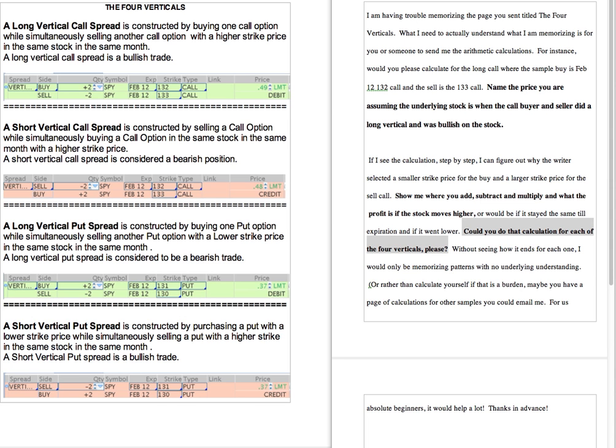One part of it deals with the long call vertical. Name the price you're assuming the underlying stock is when the call buyer and seller did a long vertical and was bullish on the stock. Okay, so that would be bullish on the stock. That would be the long call vertical. If I'm looking at it properly, let me see if I can get my program up here, and should be the long call vertical spread.